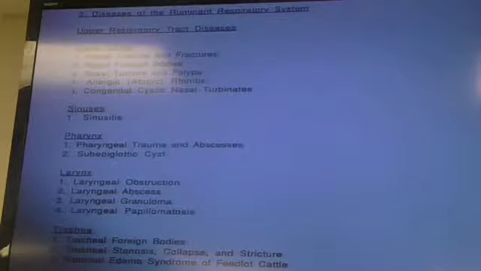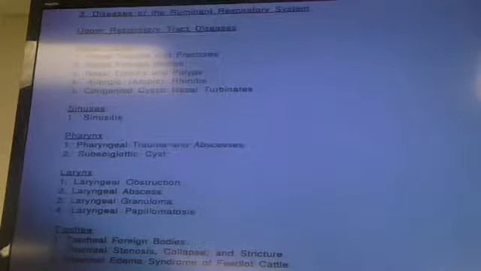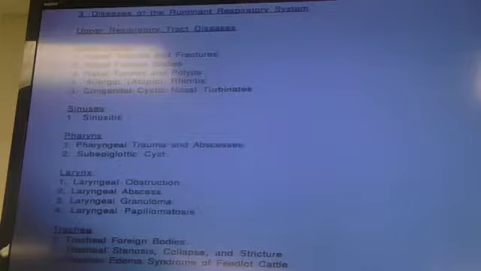And we're only looking at a handful of conditions that affect the ruminant respiratory system, trying as much as possible to make them non-infectious diseases. So where we had left off the other day was in the pharynx, and so now we're down into the larynx.